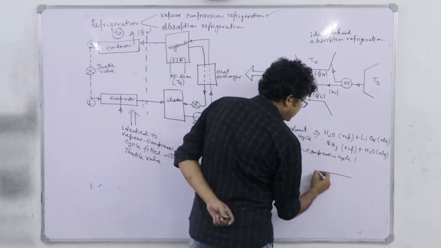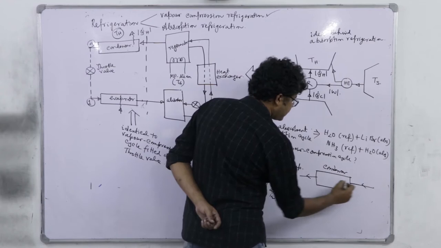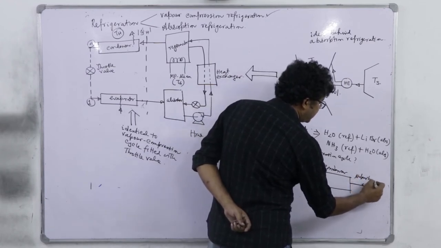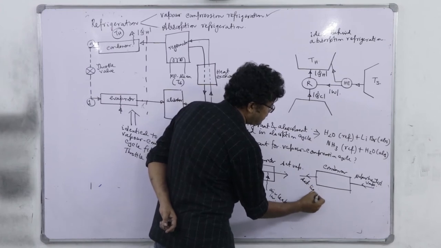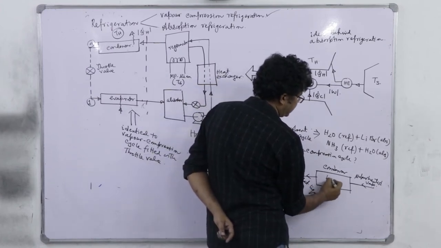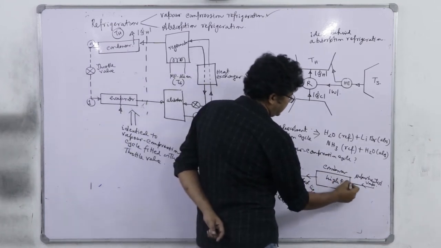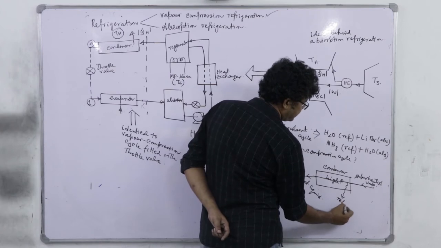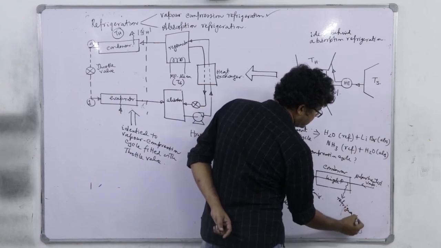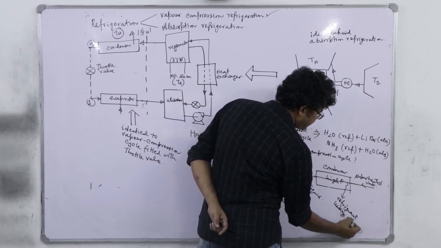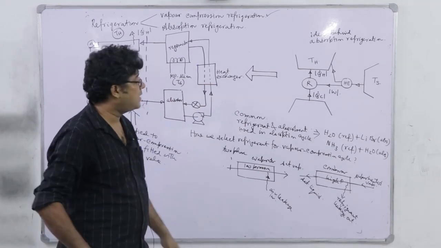On the other hand, in the condenser, this is superheated vapor and this is saturated liquid, right? And this operates at high pressure. This operates at low pressure. So here the refrigerant may leak out. Right. So here the refrigerant is leaking out. So in order to prevent this, what do we have to do?